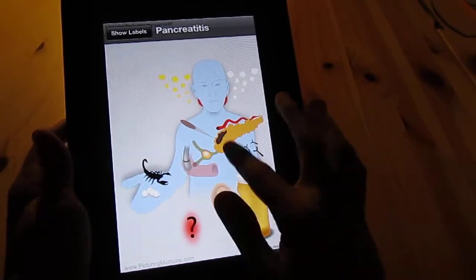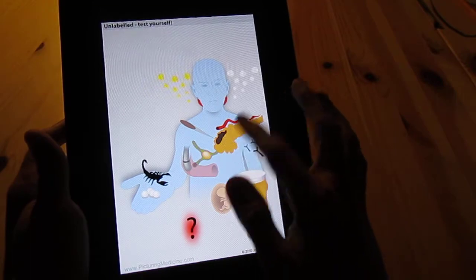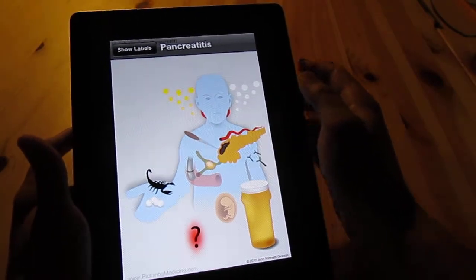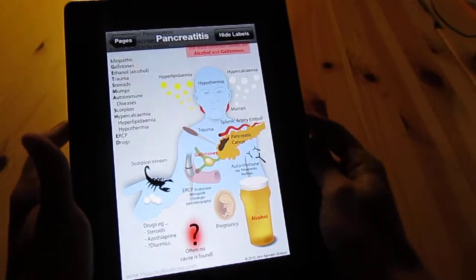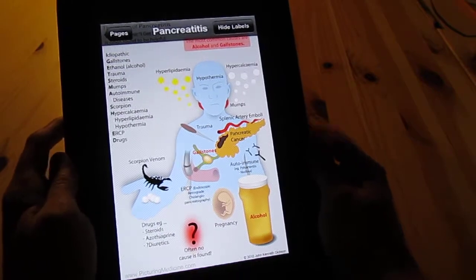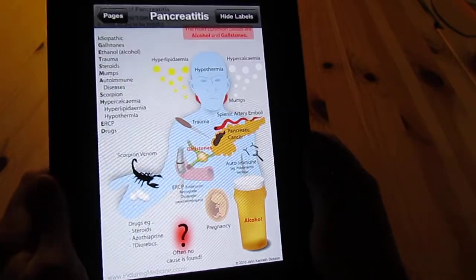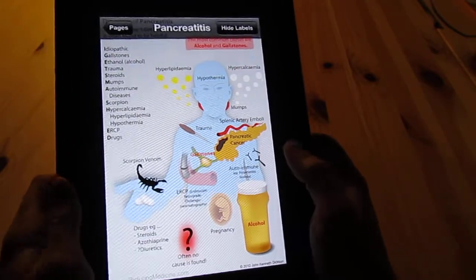Right, we're going to do another one of the picturing medicine drawings now. This one is on pancreatitis. Show the labels first of all. So this is a visual summary of the various causes of pancreatitis.